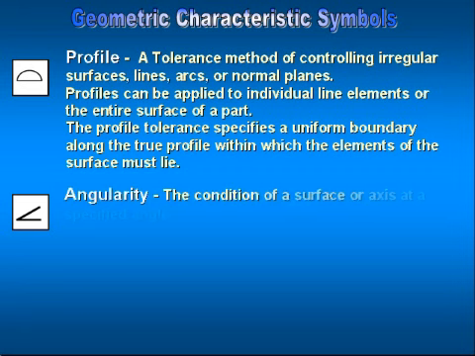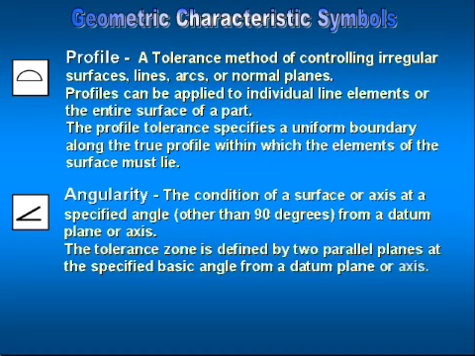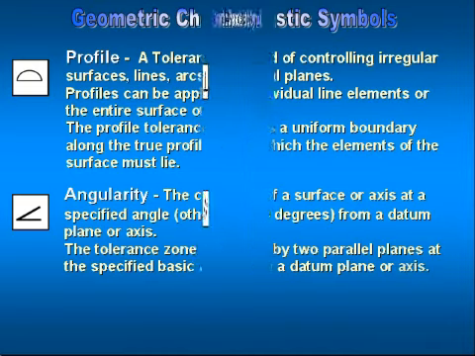Angularity. The condition of a surface or axis at a specified angle other than 90 degrees from a datum plane or axis. The tolerance zone is defined by two parallel planes at the specified basic angle from a datum plane or axis.